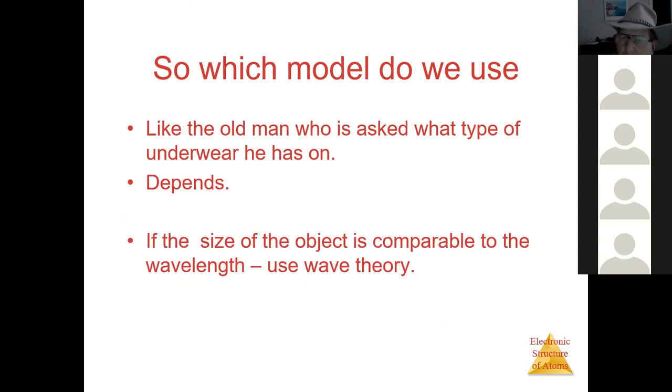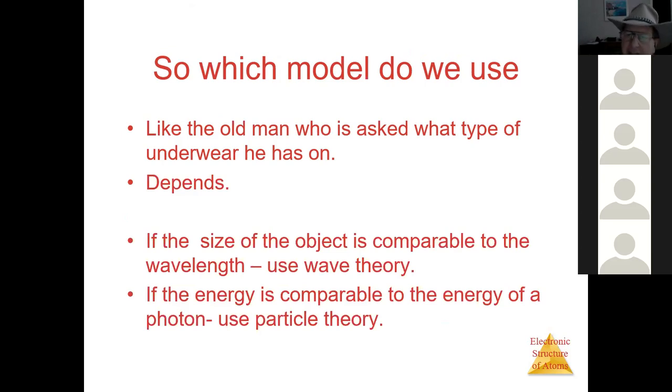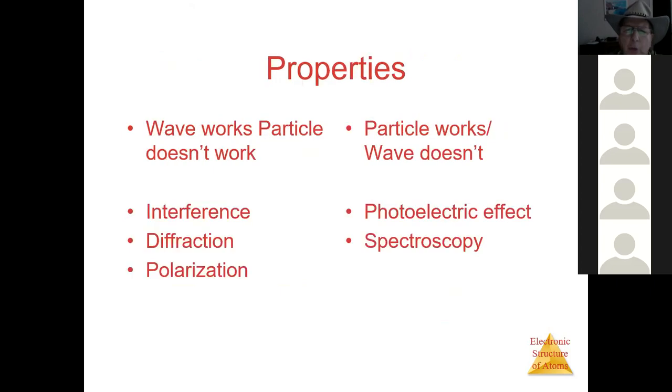If the size of the object is comparable to the wavelength of that object, we're going to use the wave theory. If the energy is comparable to the energy of a photon, we're going to use the particle theory. And there, I want to go back to one slide. There are different properties that one theory can explain, but the other one can't. And there are some things that the one can and the other won't.